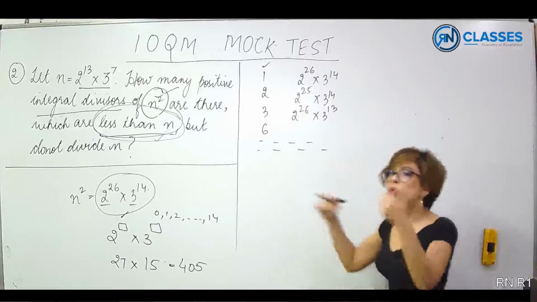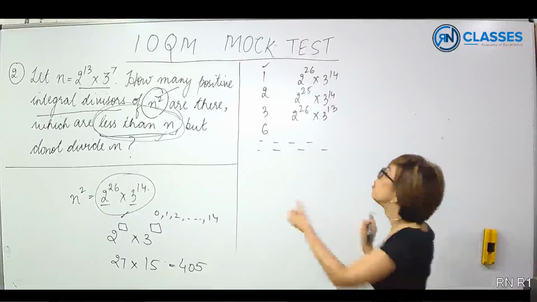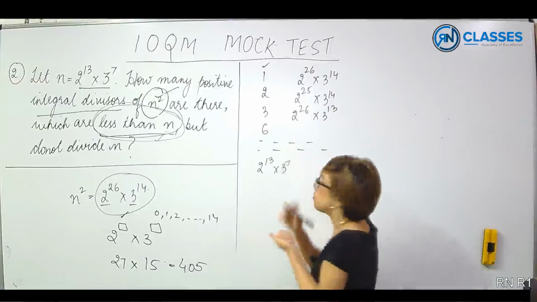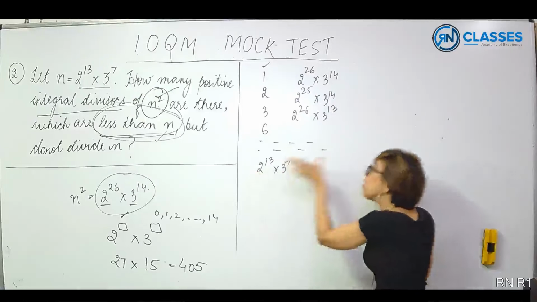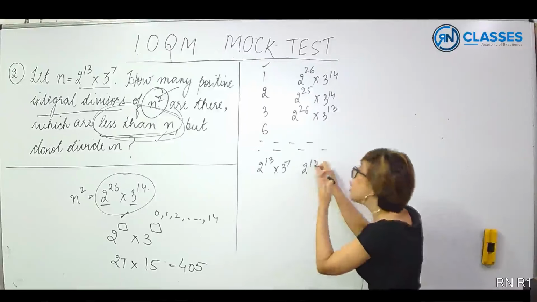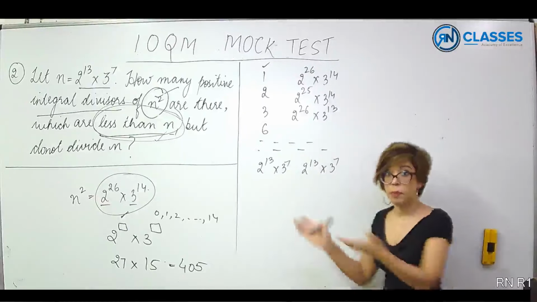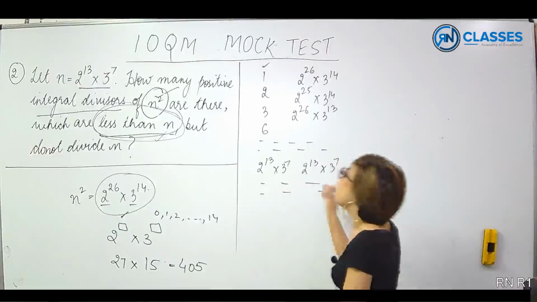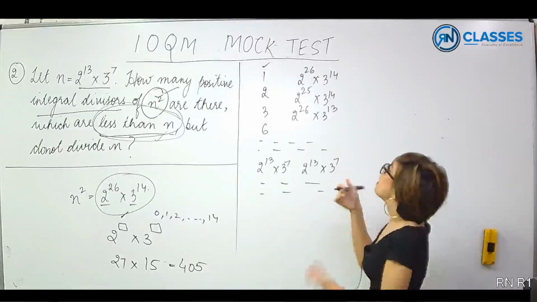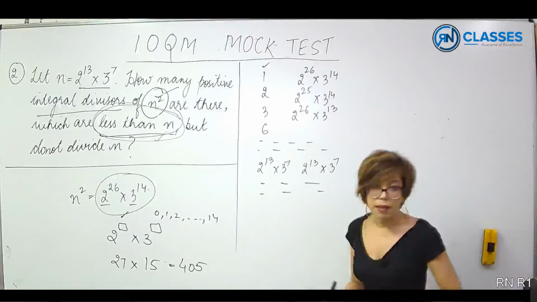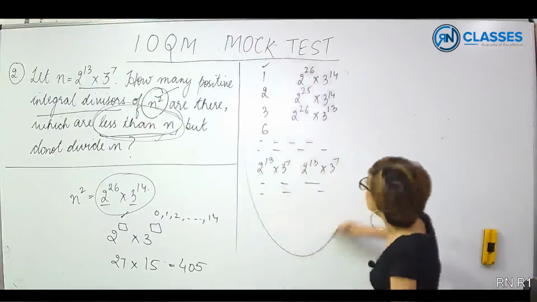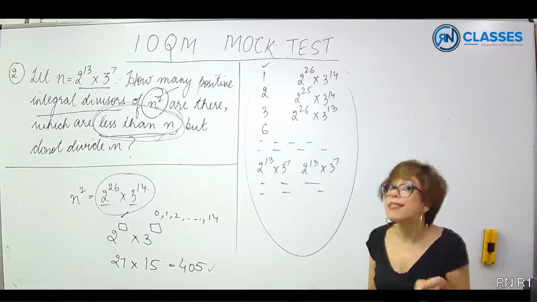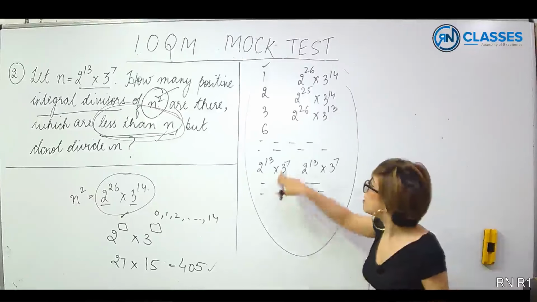Now, by doing this process, eventually I will come to the number n, which is nothing but 2 raised to the power 13 into 3 raised to the power 7. Corresponding to this factor, I will have the factor 2 raised to the power 13 into 3 raised to the power 7. Mind it, it's a perfect square after all. Right? And then I will proceed further. The last factor, obviously I will not write because then I need to evaluate that. In total, I have how many factors? 405. Now, I want those factors which are less than n.